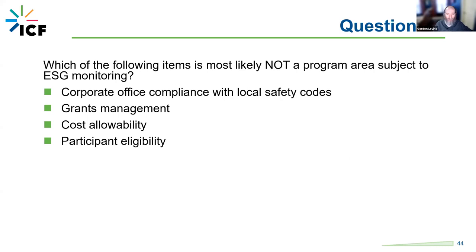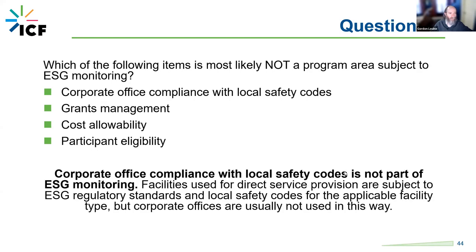We've got mostly responses in. We're going to call it done there. 100% of you said corporate office compliance with local safety codes, and that is of course correct. Facilities used for direct service provision are subject to ESG regulatory standards and local safety codes for the applicable facility type, but corporate offices are usually not used this way. Good job spotting our trap. Next question, please.